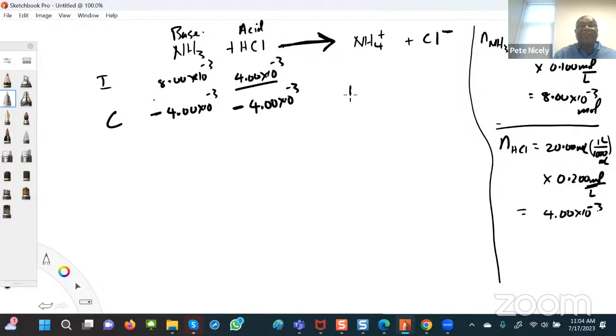And over here, you're going to have 4.00 times 10 to the minus 3 produced. All right. So at the end of the reaction, you're going to have 4.00 times 10 to the minus 3 here. Here you're going to have 0. And here you're going to have 4.00 times 10 to the minus 3.